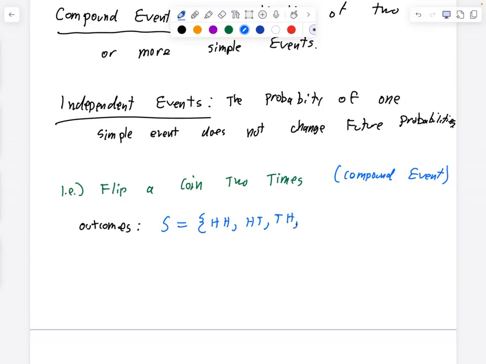Now, we can note that these are equally likely because the simple event was equally likely.